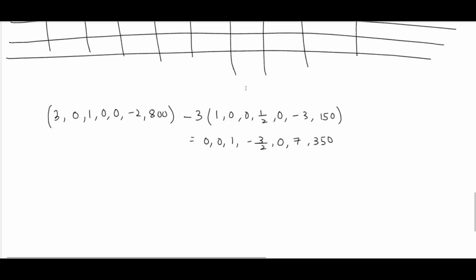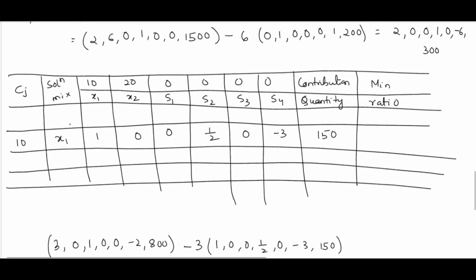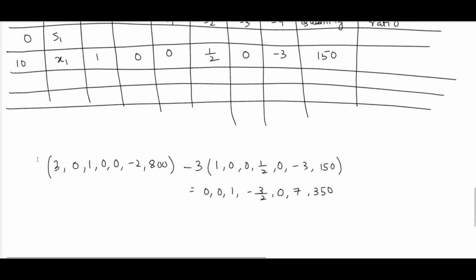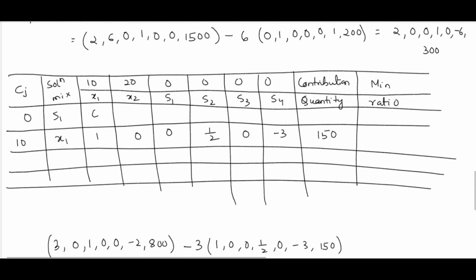Put all the values here. So here your S1 coefficient is 0. And here you put all the values you got: 0, 0, 1, minus 3 by 2, 0, 7, 350. Likewise, you fill the other columns also. It is 0 for S3. It is your 20 for x2.